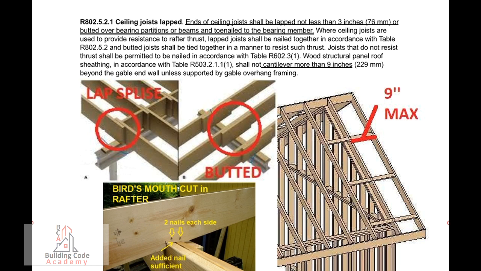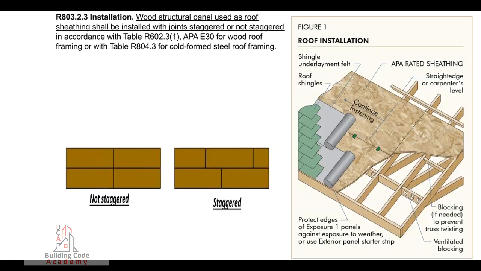R602.3.1. Wood structural panel roof sheathing in accordance with Table R503.2.1.1.1 shall not cantilever more than 9 inches, 229 mm beyond the gable end wall, unless supported by gable overhead framing.